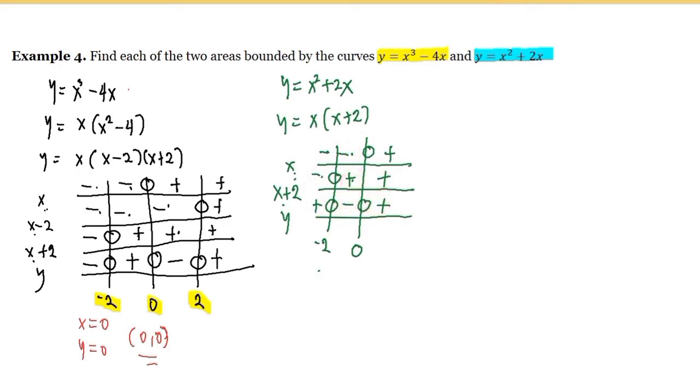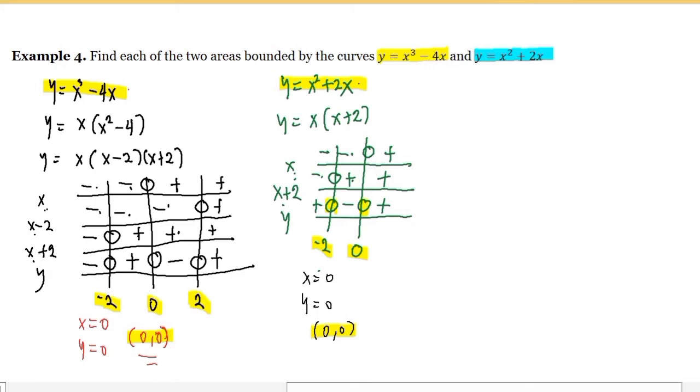Now, we can see from this result that we have our negative 2 and the 0 as our x-intercepts. Now, if we are going to compute for the value of the y-intercept, if x is equal to 0, then substituting that in our equation, we have here y is equal to 0. So meaning, we have 0, 0. So, as we can see here, both the equations y is equal to x squared plus 2x and y is equal to x cubed minus 4x ay dumaan sa 0, 0. So we can take the 0, 0 as one of the points of intersection ng curve natin.